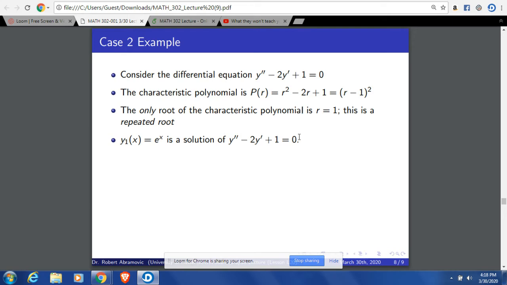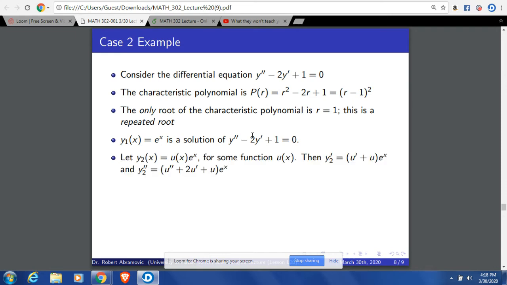But this is just one solution. You need another one, right? Because it was promised that if we have a second order differential equation, there was a theorem that said we get two linearly independent solutions. So let's try to find the second one by multiplying the given solution by a function u of x, an unknown function u. In this case, its first derivative is u prime plus u times e to the x. Its second derivative is u double prime plus 2u prime plus u times e to the x.